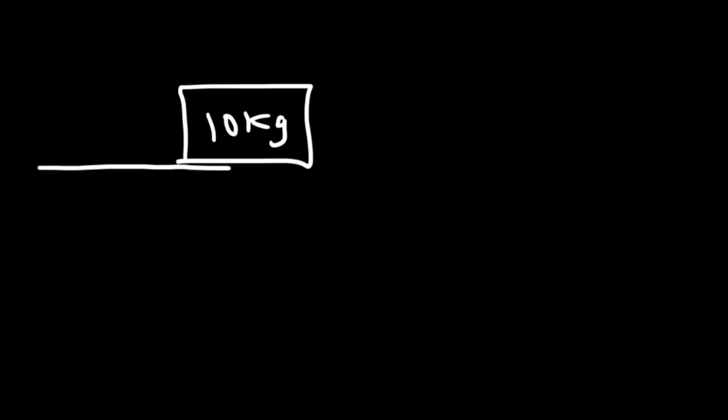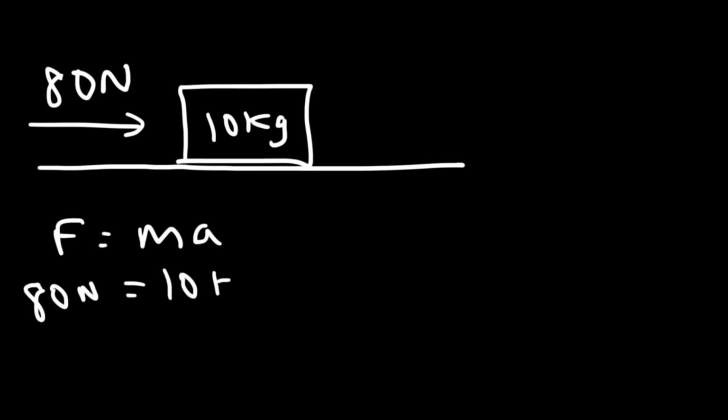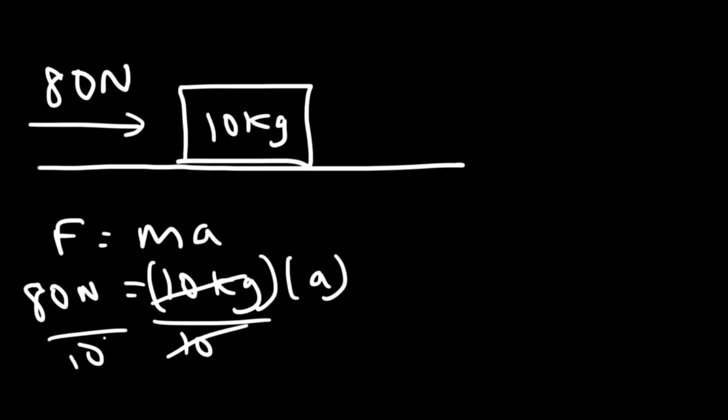So here's a question for you. Let's say I have a 10 kilogram mass and it rests across a horizontal surface, and let's say there's no friction, and I apply a force of 80 newtons. What is the acceleration of the box? So F equals ma. The force is 80 newtons. The mass is 10 kilograms. What is a? So a is going to be 80 divided by 10, which is 8. So this box will accelerate at 8 meters per second squared.